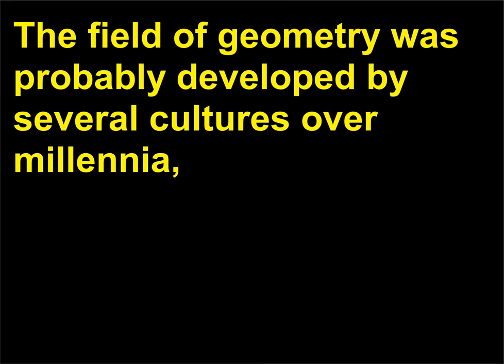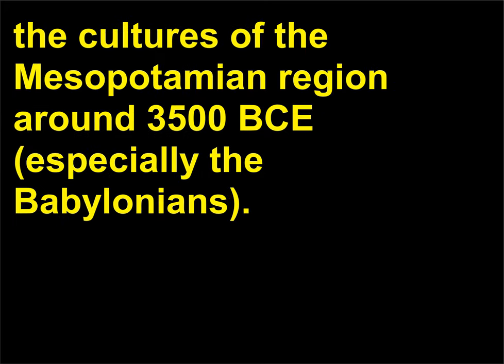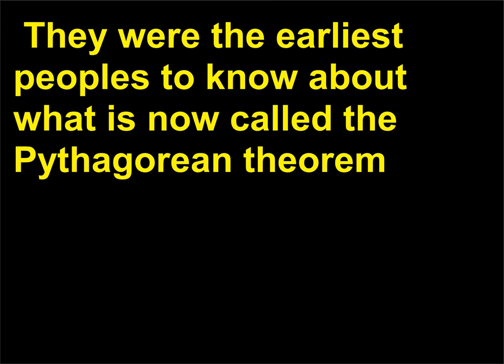The field of geometry was probably developed by several cultures over millennia, but only in crude, elementary forms. Some of the first to actually work with geometry were the cultures of the Mesopotamian region around 3500 BCE, especially the Babylonians. They were the earliest peoples to know about what is now called the Pythagorean theorem.